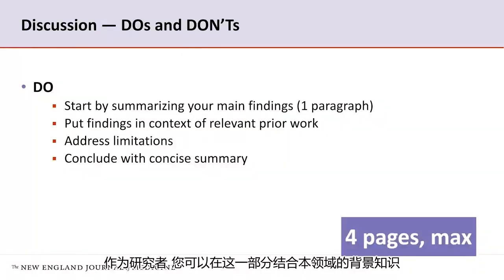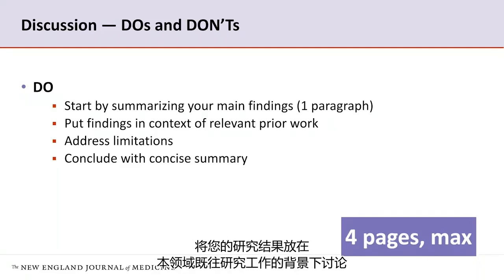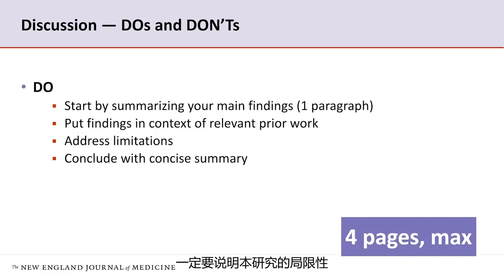Next, you will want to write the discussion. The discussion of your paper allows you as the investigator to summarize your work and put it in context within your field. Start by summarizing the main findings in a paragraph and place your findings in the context of relevant previous work in the field. Be sure to address limitations and end with a concise summary. The length of a discussion should be about 4 pages maximum.